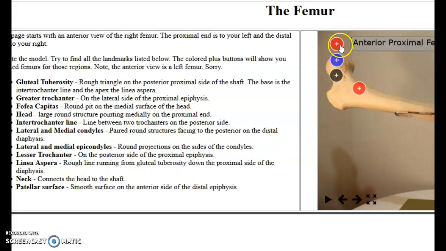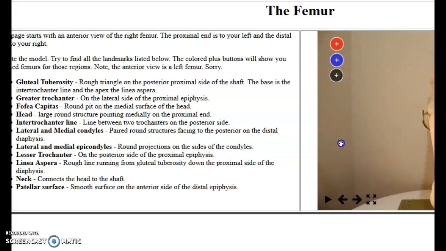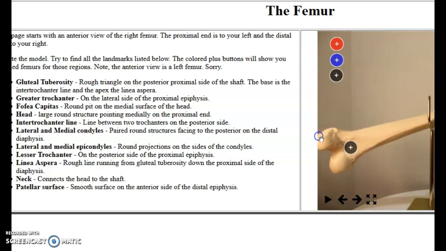So these are the landmarks. Again, if you do the mouse over, it'll tell you, or if you click on the pluses, it'll tell you what it is. And I believe they're actually in the right place on this one.